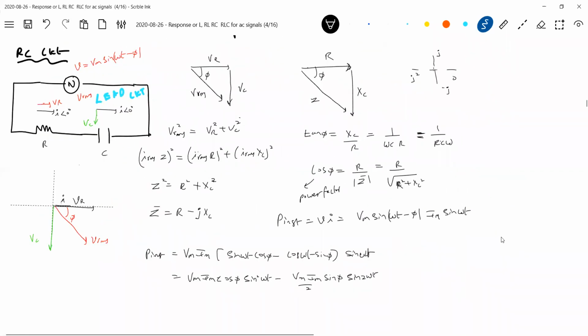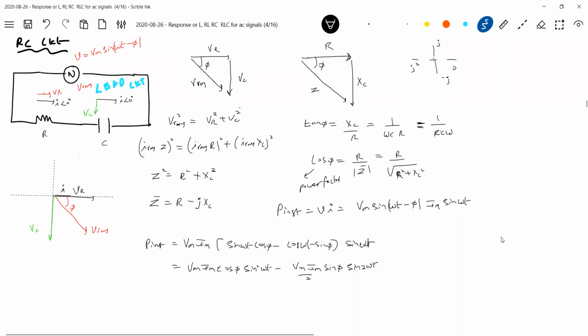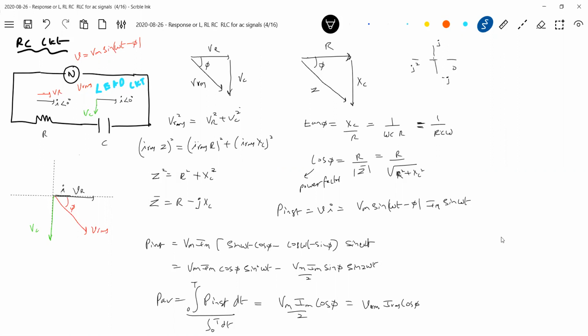The average power is the integral of P instantaneous dt by T, which after solving is Vm Im by 2 cos phi. If I rewrite this, it is Vrms Irms cos phi. The 2 will not be there.